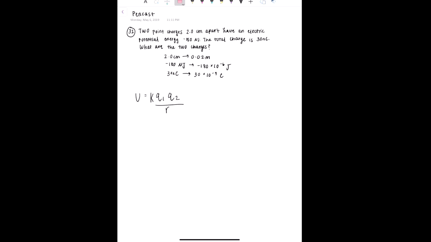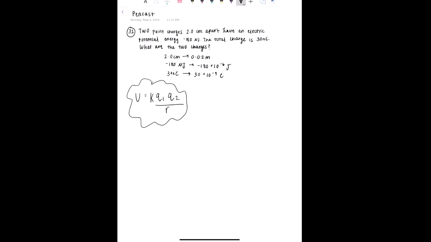So this problem has to do with electric potential energy, and I went ahead and wrote out the equation over here for potential energy, where U is the electric potential energy, K is a constant, 9 times 10 to the 9th newtons times meters squared over coulomb squared. Q1 and Q2 are the charges of each object, and R is the distance between the charges.